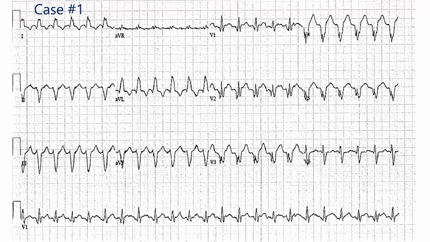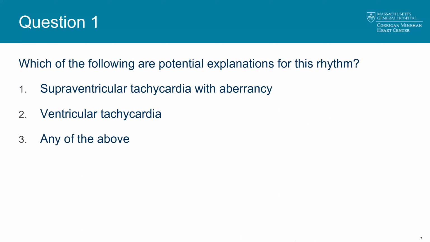So as you take a look at this rhythm, I want to ask you a question about it. So question is this: what are the possible explanations for this rhythm? Is it a supraventricular tachycardia with aberrancy? Is it ventricular tachycardia, or could it be both? And I mentioned earlier, the hope is that this can be an interactive session. But again, I'll make it as interactive as you want it to be.